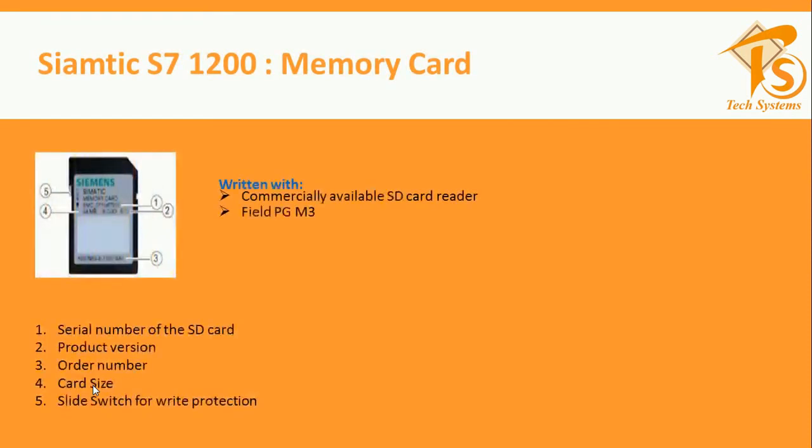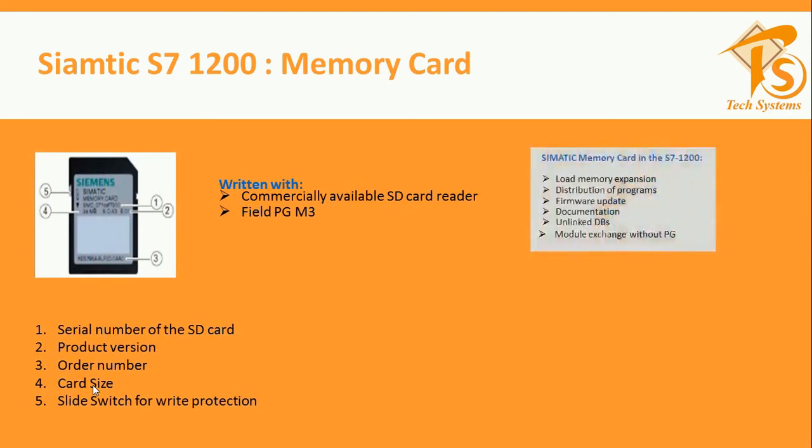Now is the memory card. So in the memory card, you just see the description. First one is the serial number of the SD card. Second is the product version. Third is the order number. It means if you need this card, you mention this number, which is the model number, and we call it the MLFB number. 4 is the card size, and the 5 is the slide switch for write protection.